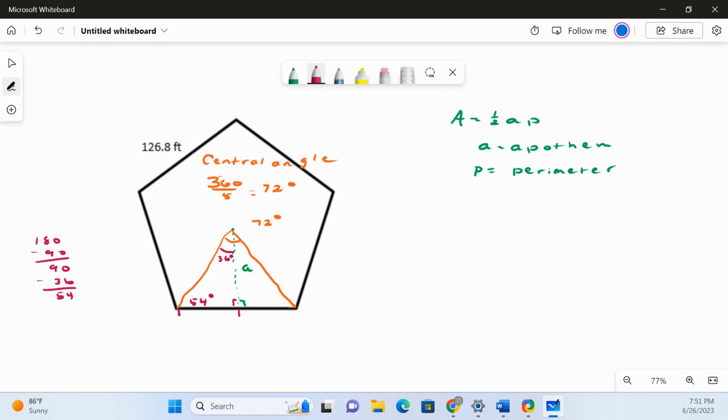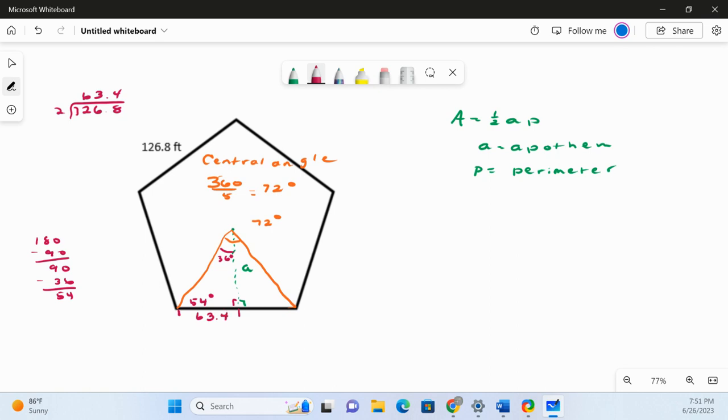Well, here's another thing that we know. We know that this altitude, this apothem, cuts this side in half, since this is a regular pentagon. So if one side is 126.8, I can divide that by 2 to give me 63.4. So this distance right here is 63.4.